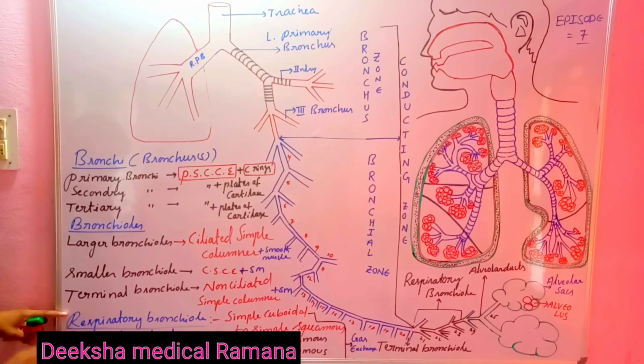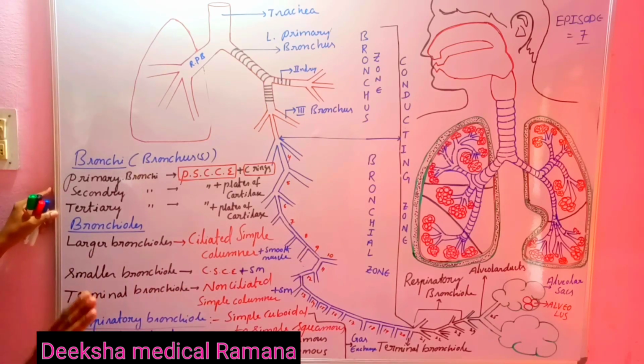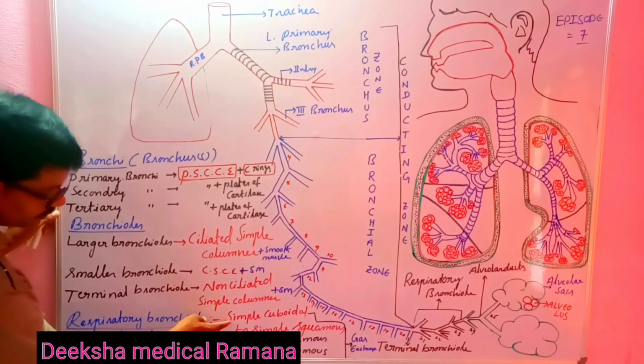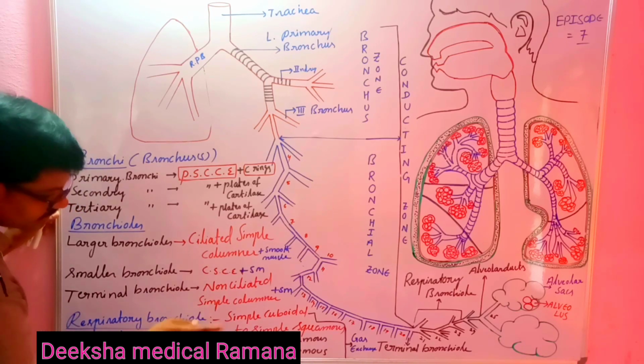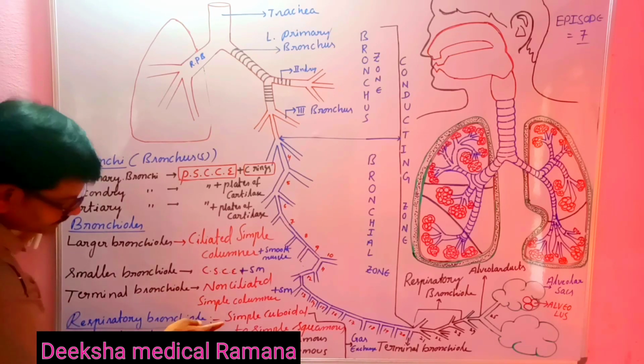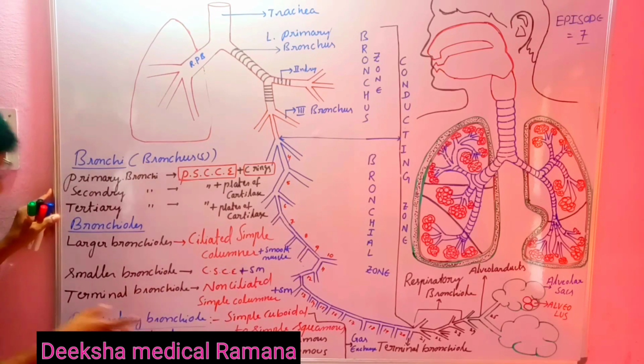And come to the respiratory bronchiole. The respiratory bronchiole is meant for conduction of air, and exchange of air also takes place, because in the respiratory bronchiole there are no smooth muscles. Due to that, what happens? There is a chance of exchange of gases taking place from the respiratory bronchiole up to the alveoli.